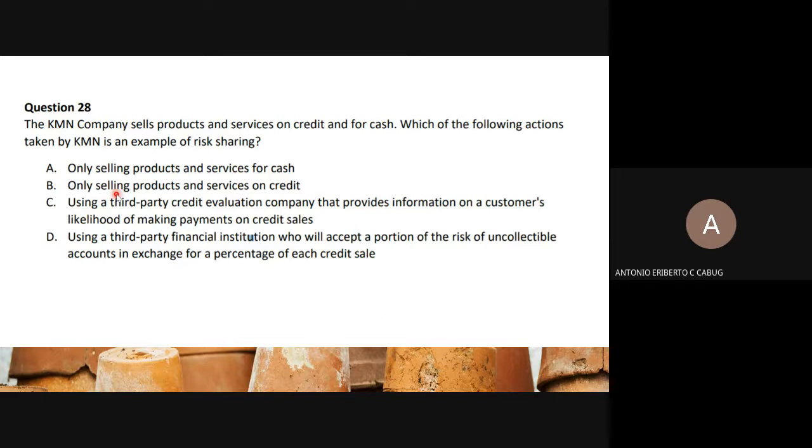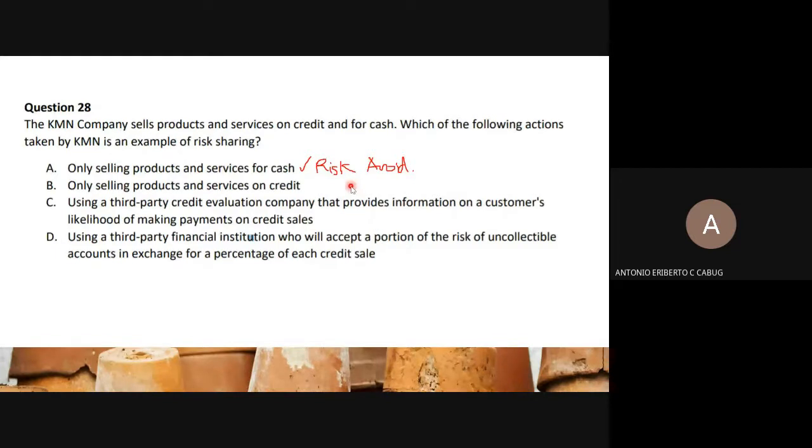Okay. Enter. The KMN company sells products and services on credit and for cash. Okay. Example of risk sharing. Meron dito risk avoidance. Sorry. Letter A pala. My bad. Erase, erase. Letter A is an example of risk avoidance. You avoid credit sales. Hindi ka pumapayag ng credit sales. Baka hindi sila makapagbayad. Ang tawag dyan, risk avoidance. Okay? So, hindi ka pumapayag ng utang. You're only selling the products and services for cash. That's an example of risk avoidance.